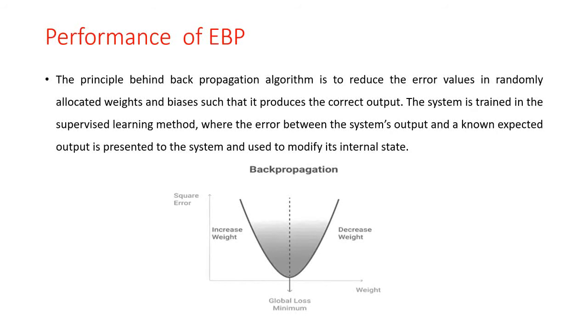So in back propagation in a neural network, the principle behind the back propagation algorithm is to reduce the error value in randomly allocated weights and biases such that it produces the correct output.